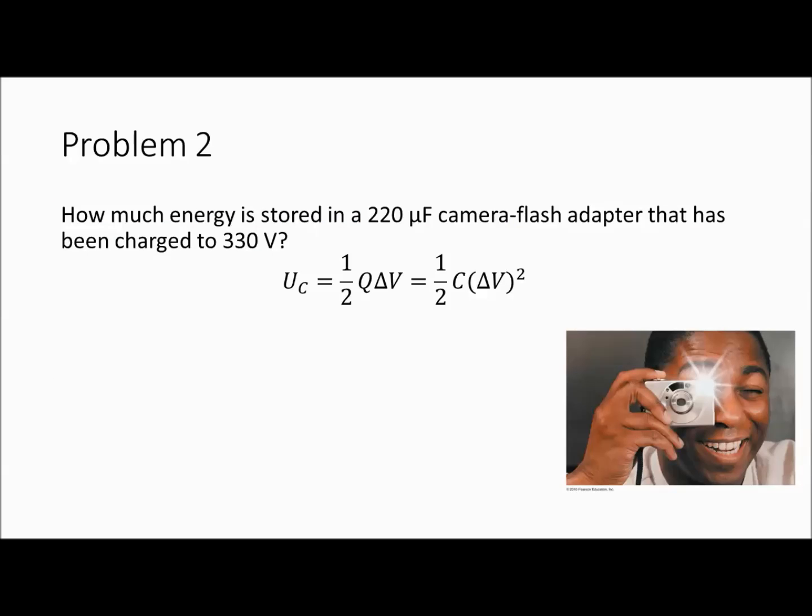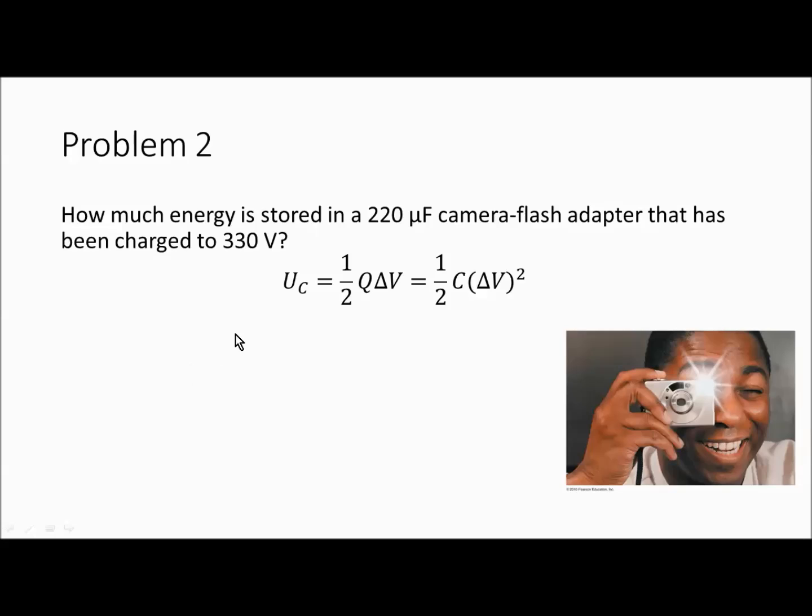Here's another question. How much energy is stored in a 220 microfarad camera flash adapter that has been charged to 330 volts? So we're solving for energy. We have the capacitance and the potential difference. Now, the flash of a camera is a capacitor. It's able to store charge. We charge it up, and then we use the charge when we do the flash.